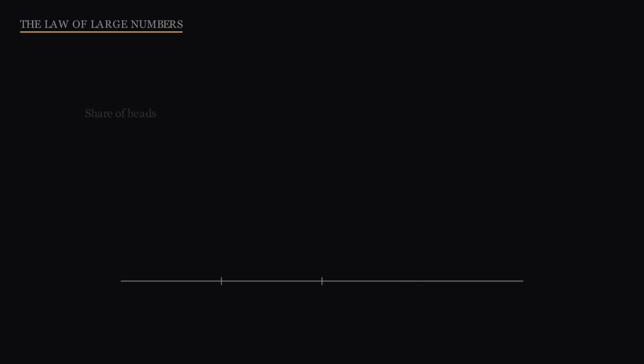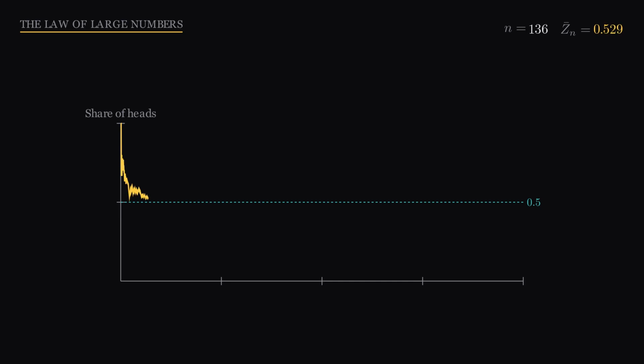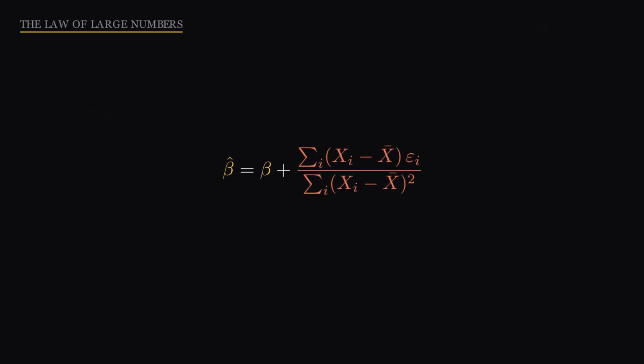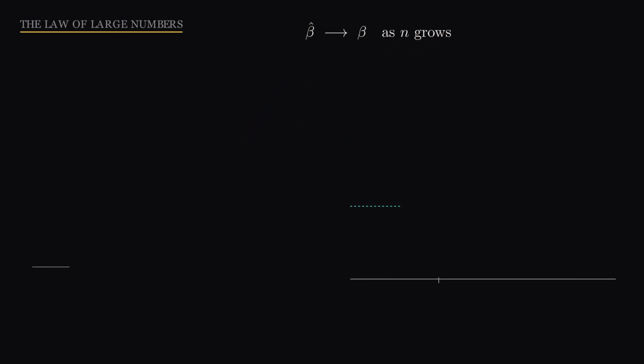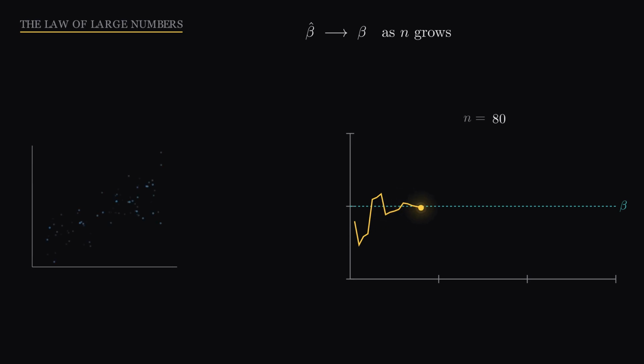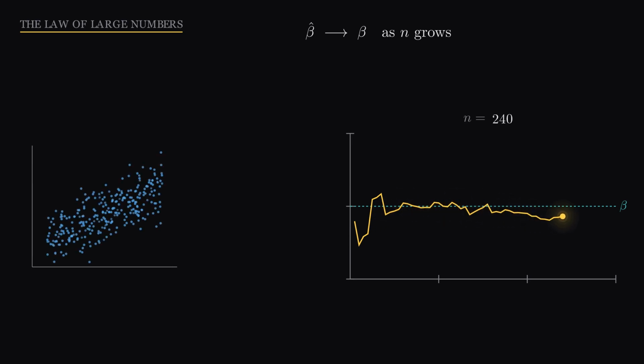There's a law that answers the first half, the law of large numbers. Flip a fair coin 10 times, we might get 7 heads. Flip it 10,000 times, and we will land very close to half. As we average more and more independent observations, the average settles towards the truth. The same thing happens inside the regression formula. As the sample grows, that noise average pulls towards zero, and beta hat gets dragged towards true beta. In simple terms, more data means closer to the truth.